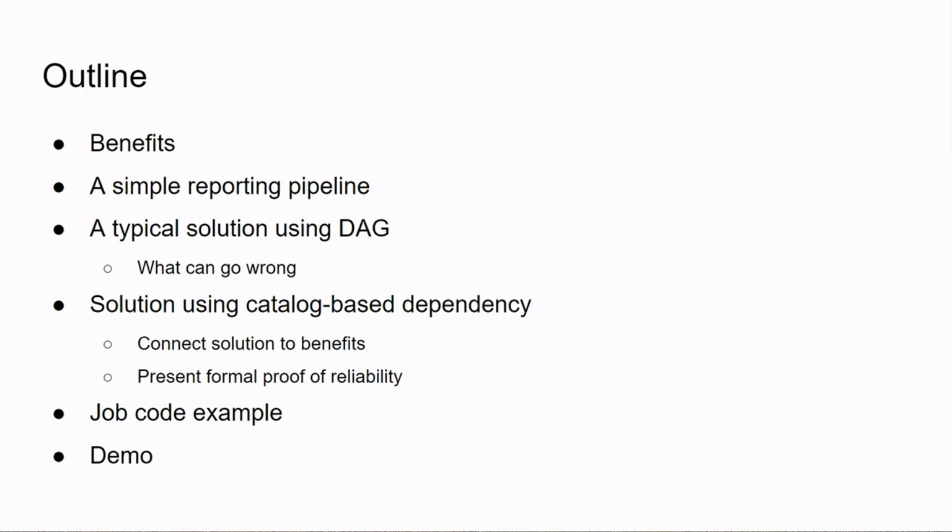We start by reviewing some of the benefits of catalog-based dependency. Then I will present requirements for a simple data pipeline. We will examine a DAG-based solution and look at how data can become different from what you expect. Next, I will present a solution using catalog-based dependency. As we review the solution, I will connect various aspects back to the benefits mentioned earlier. I will also present a proof that the catalog-based dependency mechanism guarantees planned behavior and results.